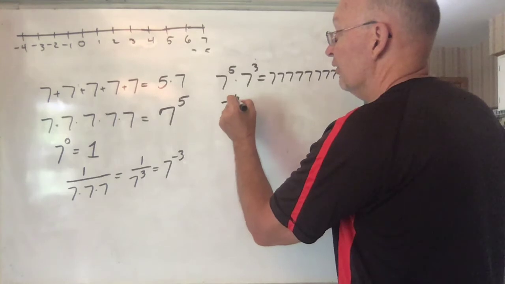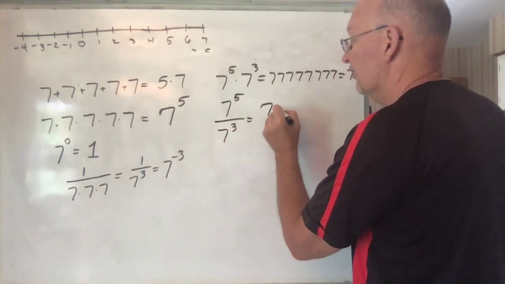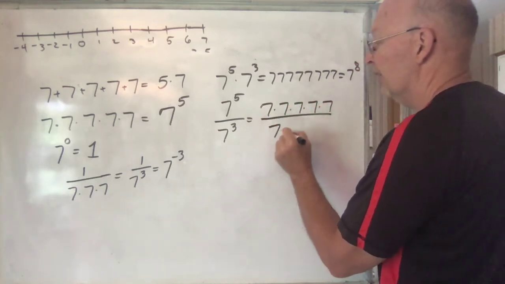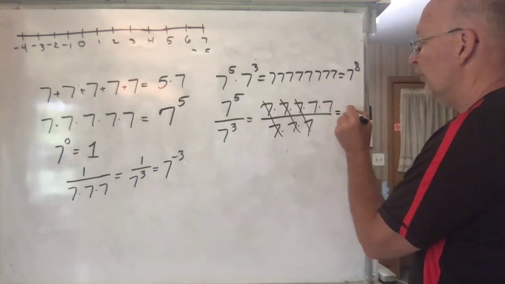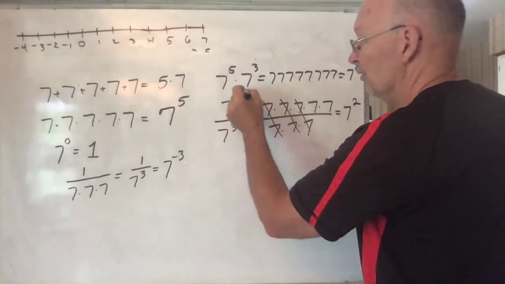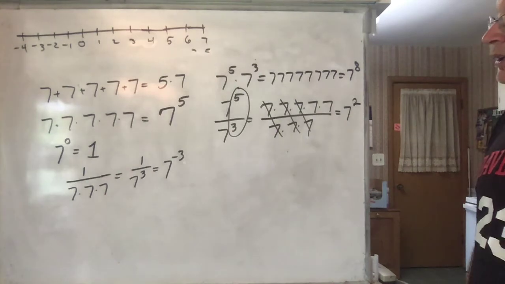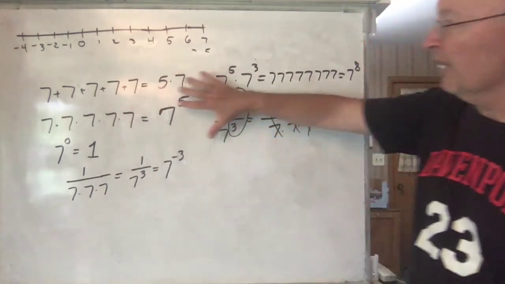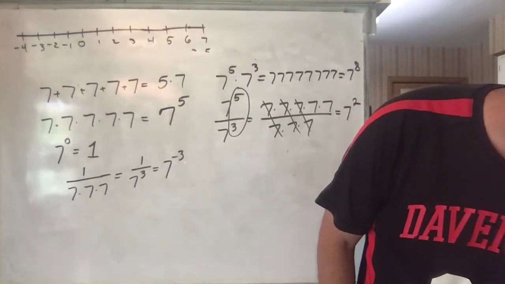If you have 7 to the 5th divided by 7 cubed, what do you end up with there? 7, 7, 7, 7, 7, divided by 7, 7, 7. As we just said, you can cancel these out, and you end up with 7 squared. So notice that when you divide one thing by another, you subtract the exponents. Okay? So those are just rules of numbers. Okay, very good.